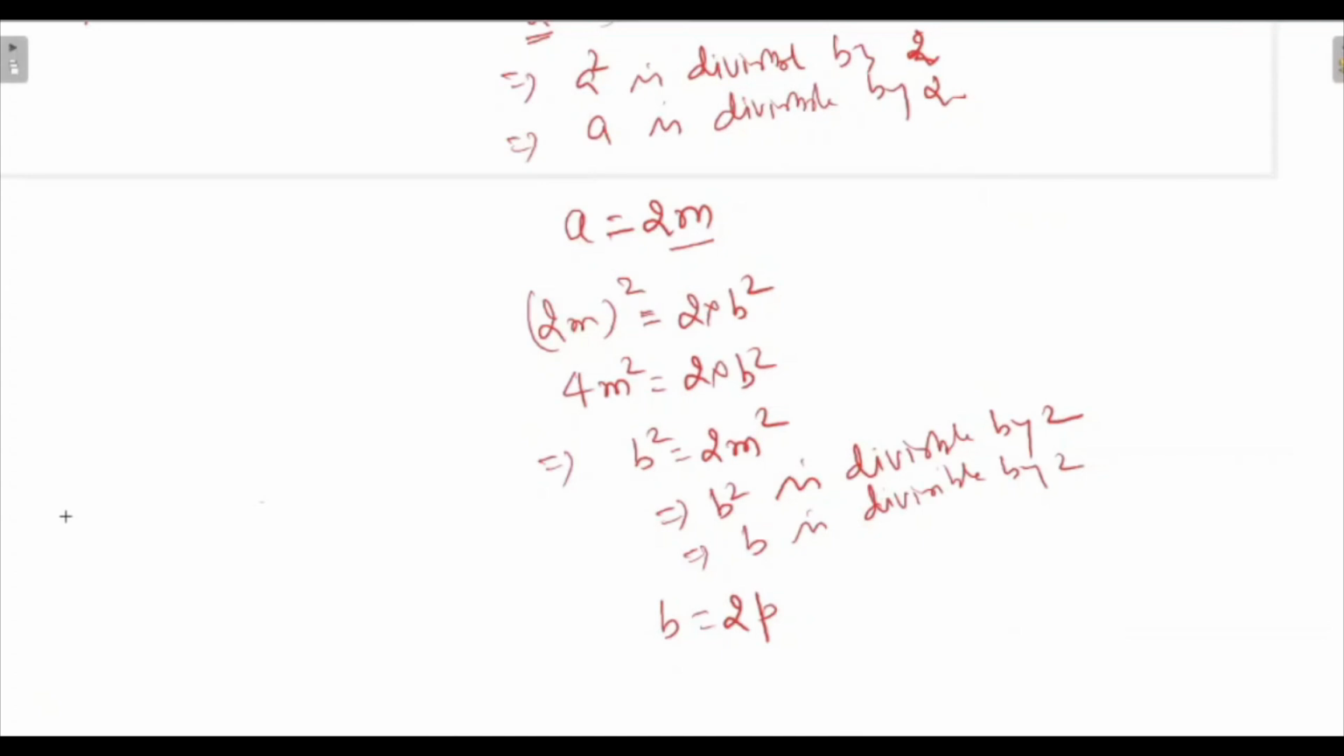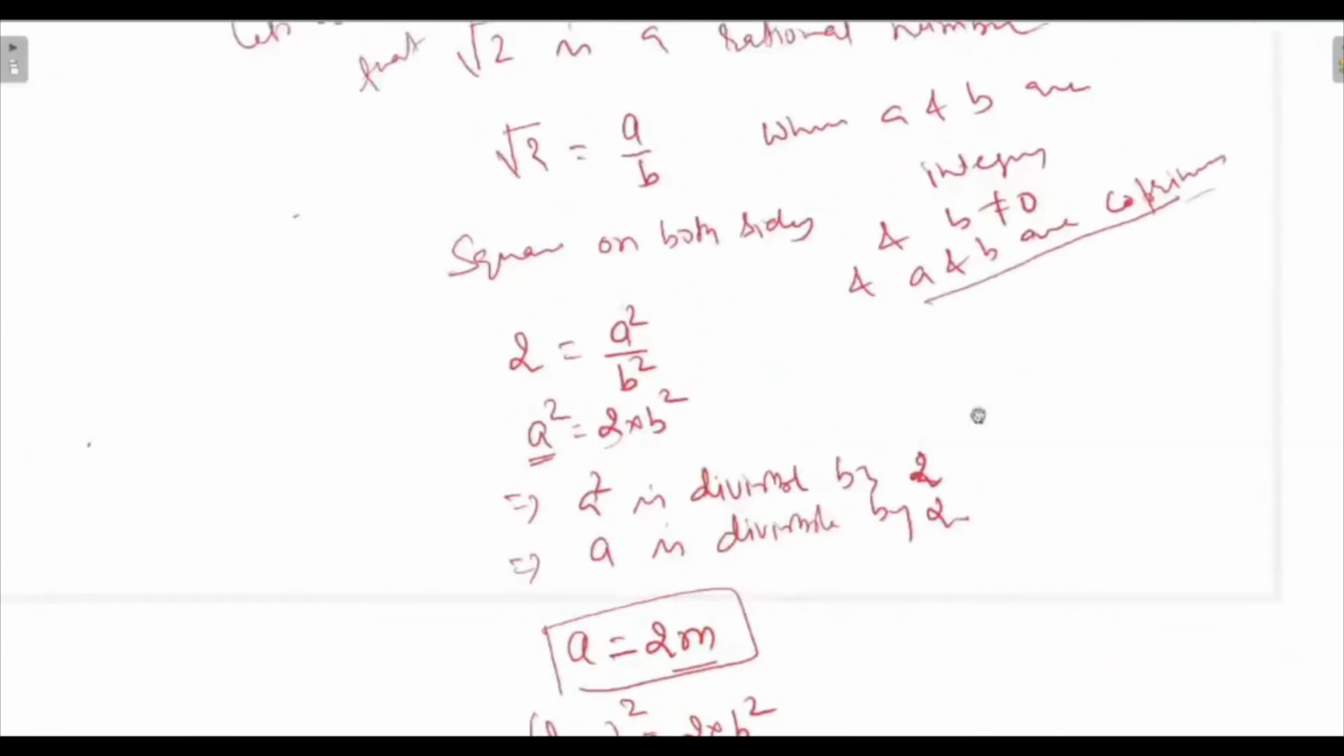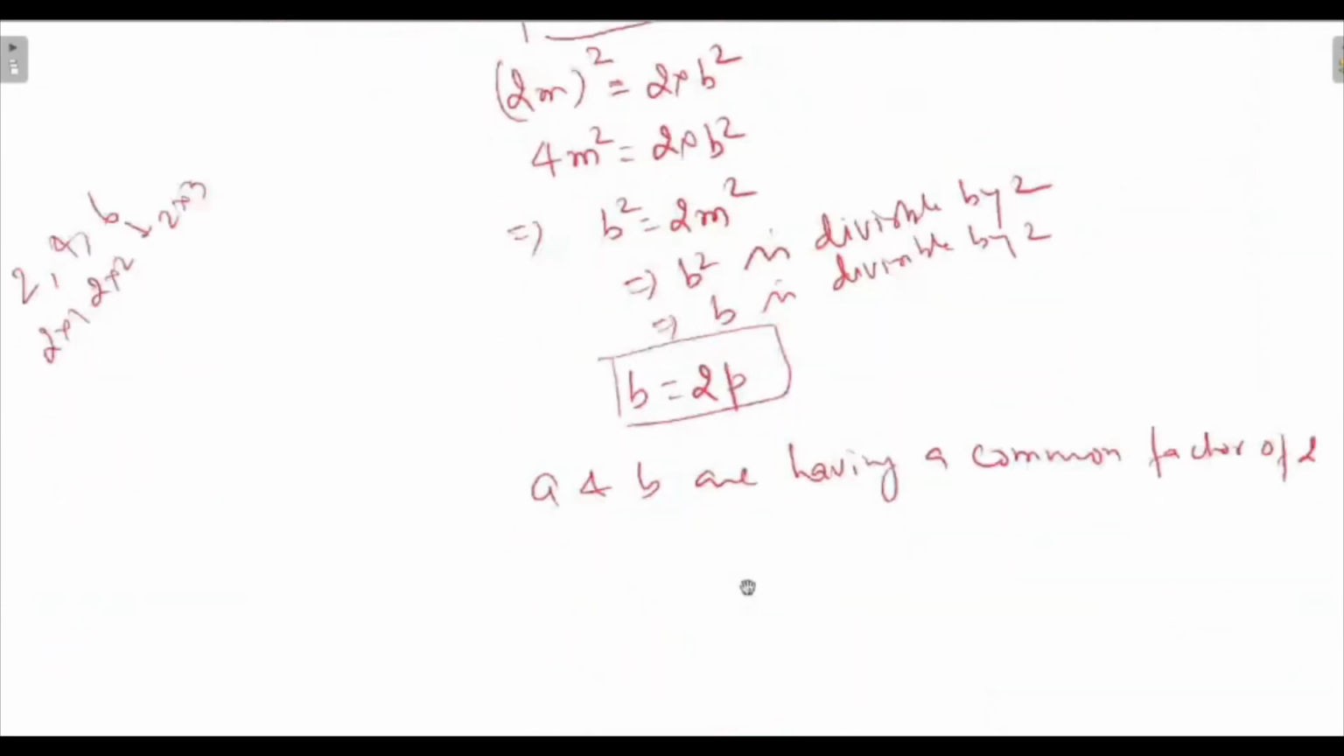Divisible by 2, so this could be a number 2, 4, 6, something like this. So any number like this, can I write as 2 into 1, 2 into 2, 2 into 3? Yes, we can. So b equals 2n. Now look at a equals 2m and b equals 2n. So what I'm seeing here is that a and b have a common factor of 2. But when we started, we said that a and b are co-prime. So our assumption is wrong. This implies that root 2 is irrational.